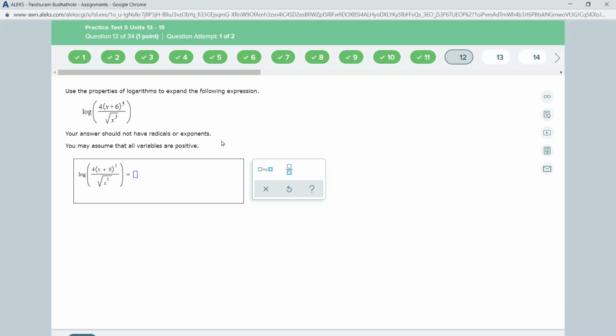By using the very same idea, we can expand this one. Just use the quotient rule, log of this over log of this, and then use the product rule, and then use the power rule again, and you can expand this. I'm going to skip this. This is a very similar problem.